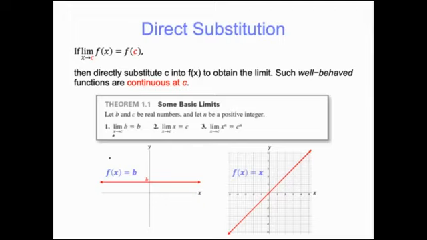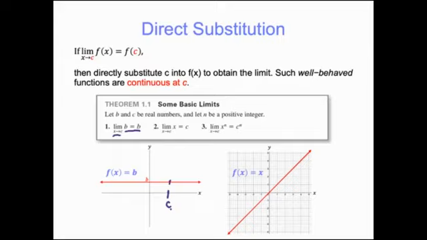The first one says that the limit as x approaches c of b is equal to b. In other words, the limit as x approaches c of a constant is the constant. And you can see that pictured in the graph below. Notice that the graph of f of x equals b is continuous. Therefore, we should be able to find the limit as x approaches c of b by direct substitution. Notice if we pick any c value, that f of c is equal to b. Therefore, the limit as x approaches c of b is equal to b.